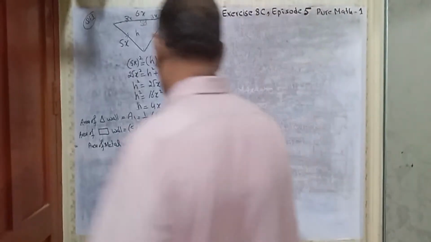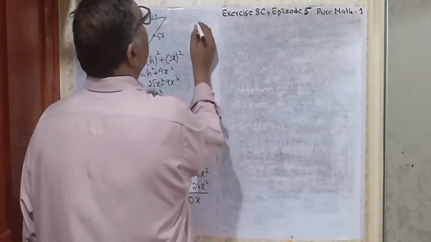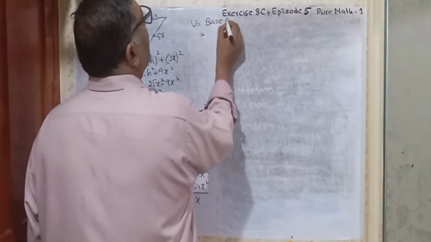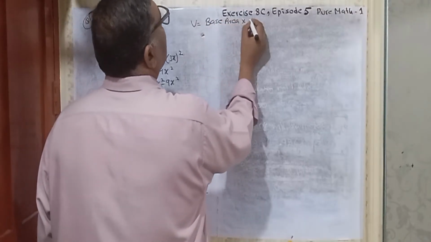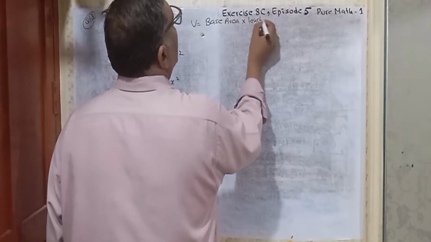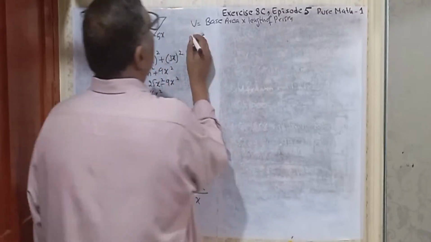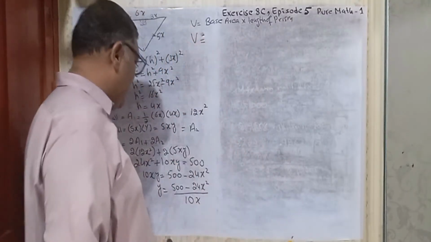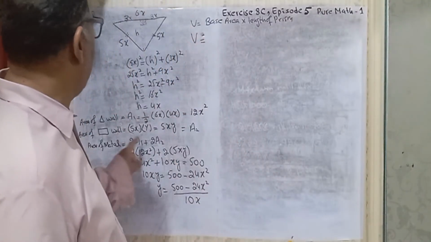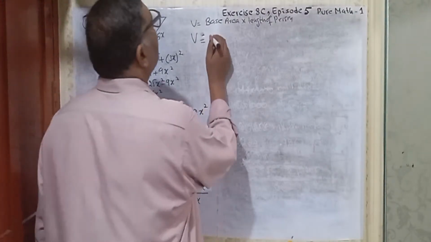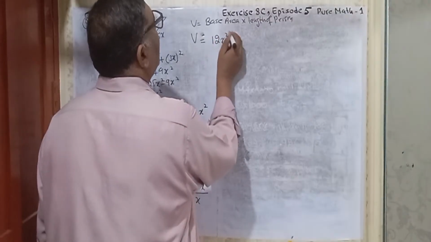You know the volume of any prism is base area multiplied by the length of the prism. So the volume will be equal to, what is the base area? We just found the area of the triangle. This is the base of that prism. That is 12x square.